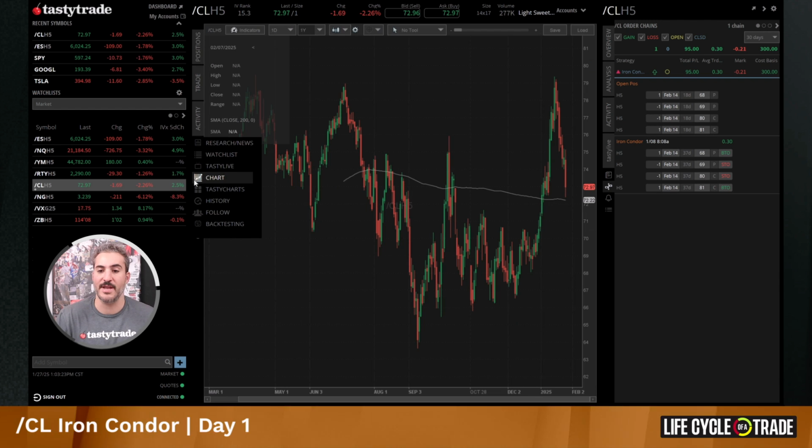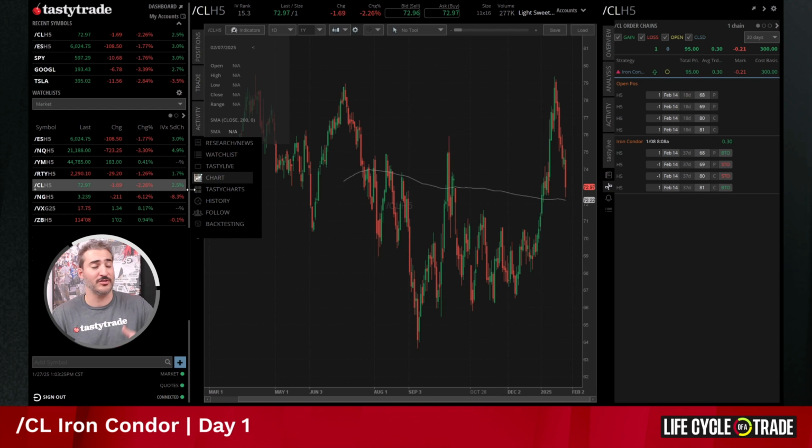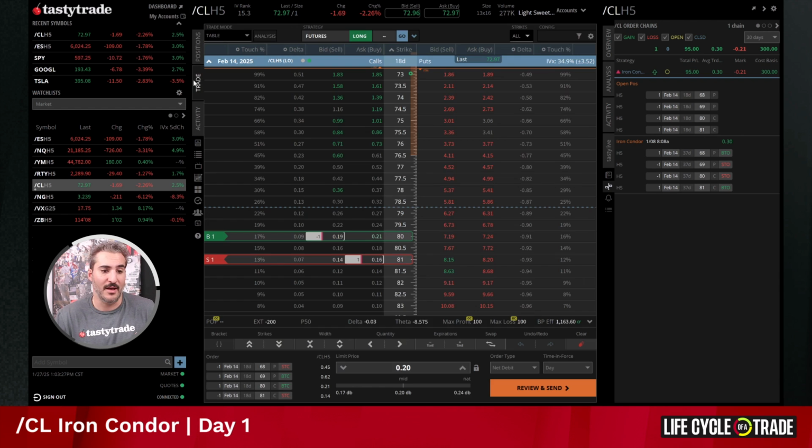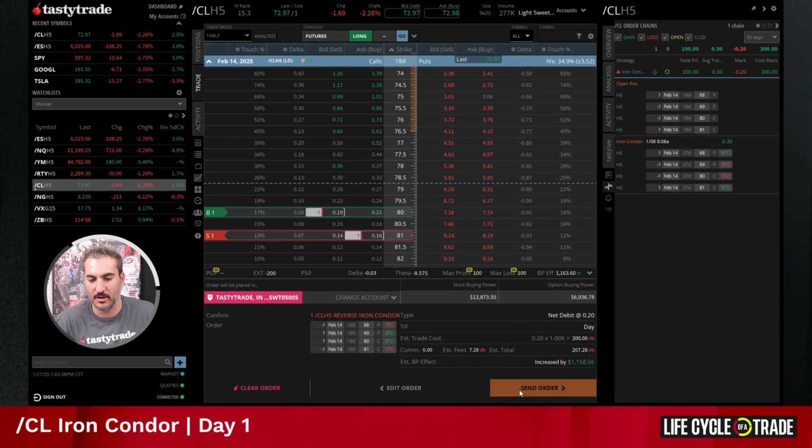Oil futures have come down pretty decently. They've also had a big run up. A couple weeks have passed. It's about as good as it gets for a short premium position, a relatively tight spread in the oil futures. So we're just going to close this one out and take the money and run.